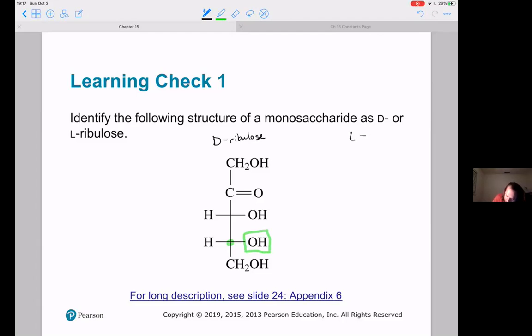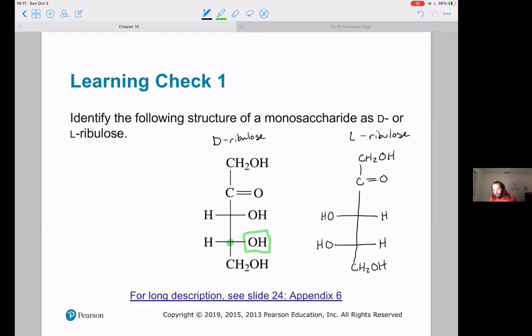If I wanted to draw L-ribulose, this would be a good idea to pause and try to do this on your own and then play it back. Again, first thing you're going to do is lay down all the achiral carbons. Those ones aren't the hard ones. So in this case, this carbon at the top is achiral, this ketone carbon's achiral, and then down at the bottom, that carbon's achiral. For our other two carbons, now we have to swap the positions of the hydroxyl groups and the hydrogens. So this would be the structure for L-ribulose.